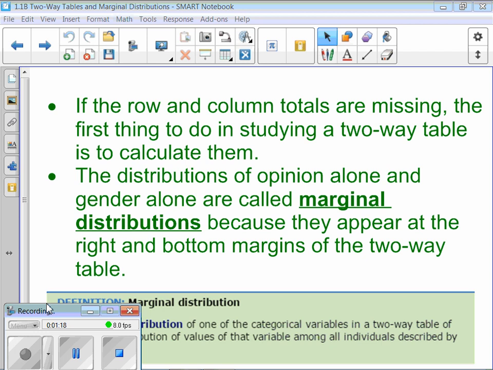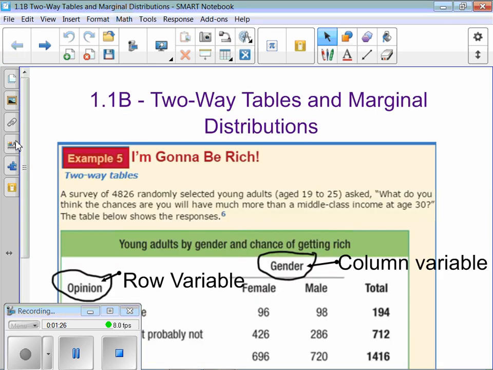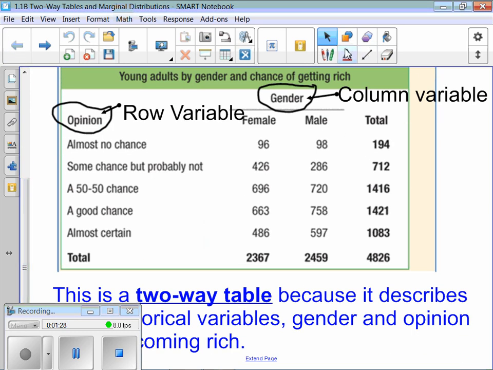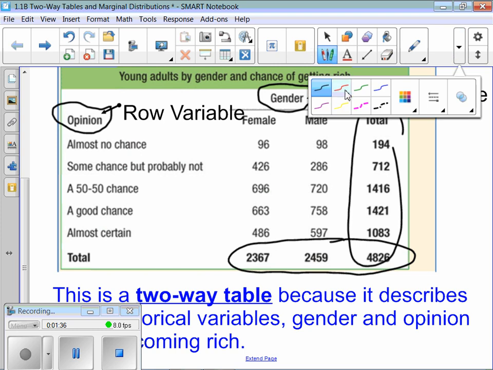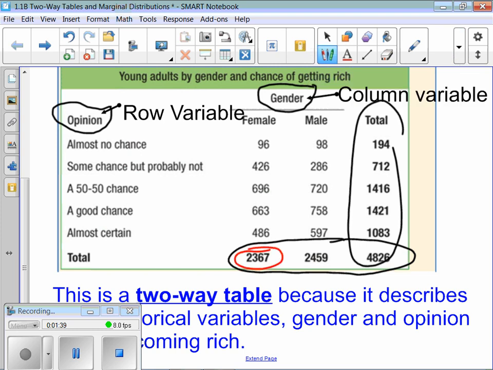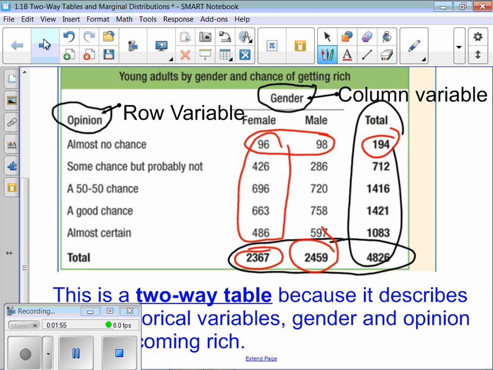A lot of times, the row totals and the column totals are missing, and so the first thing you need to do is calculate them. Sometimes they don't have this lovely column for you that says total, or this row at the bottom that says total. So how would you find it? Well, this number is just the sum of all the females that responded to the survey. This would be the sum of all the males, right? The total here would be the sum going across, 96 plus 98, the total number of people who said they have almost no chance of being rich. They don't believe in themselves.